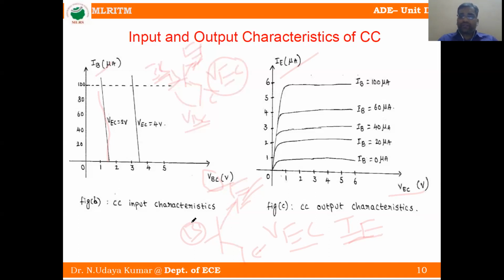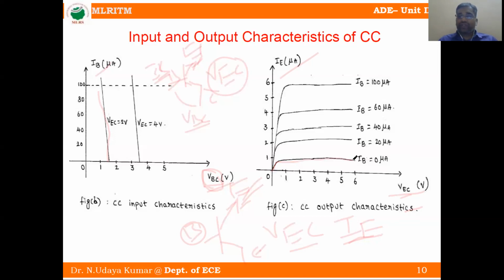First we have to fix IB equal to 0 by varying the VBC voltage. By varying VBC, we can fix IB equal to 0 microamperes. Then we vary VEC. You can see the current increases linearly up to this point, then it is constant.